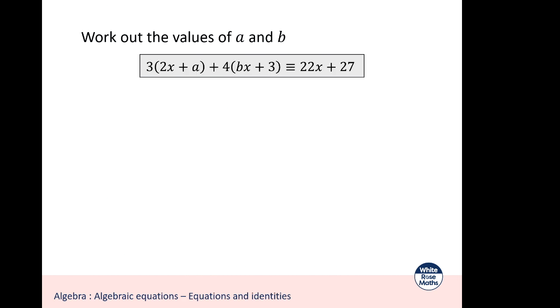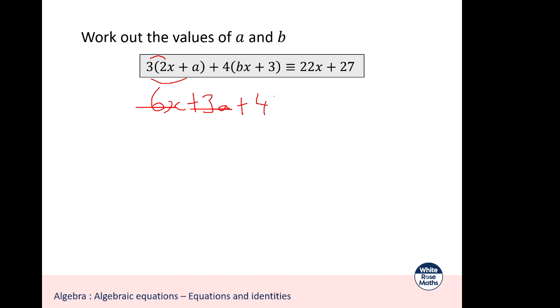Right, looking at some identities now. Work out the values of a and b. Step one, expand the brackets. So 3 lots of 2x is going to be 6x, and 3 lots of a makes 3a. 4 lots of bx makes 4bx. And 4 lots of 3 makes 12.